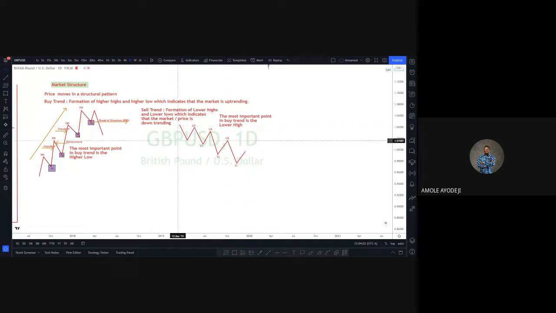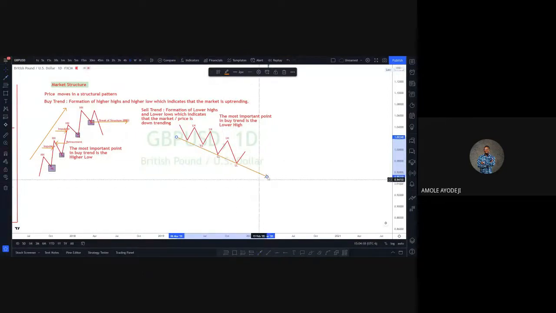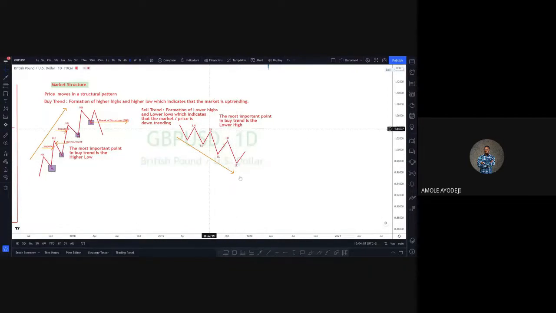Because if this sell trend wants to change to a buy trend, you will know. How you will know is when price moves above this last lower high. That's why it's a very, very important point. Don't joke with this point in your sell trend. It's what makes you see and what makes you know that a trend is about to change from one structural pattern to another.